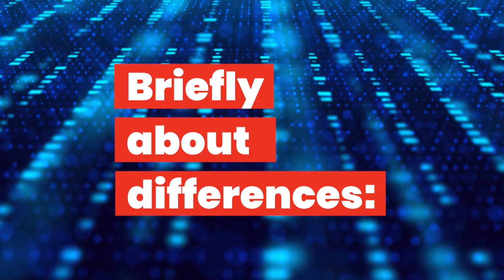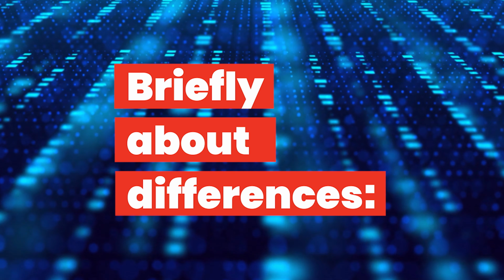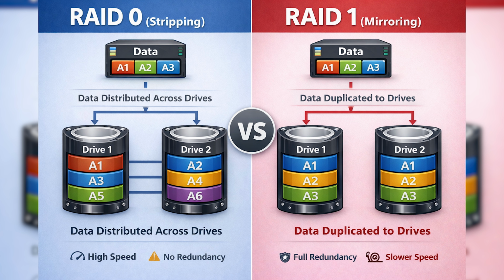Briefly about the differences. RAID 0 combines two or more drives into a single logical disk, where data is striped across all members of the array. For example, the first block of a file is written to disk A, the second block to disk B, the third back to disk A, and so on. Thanks to this approach, read and write speeds are almost doubled because multiple drives work simultaneously.